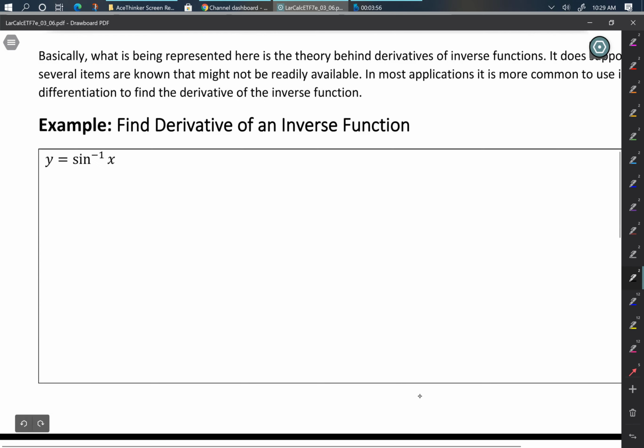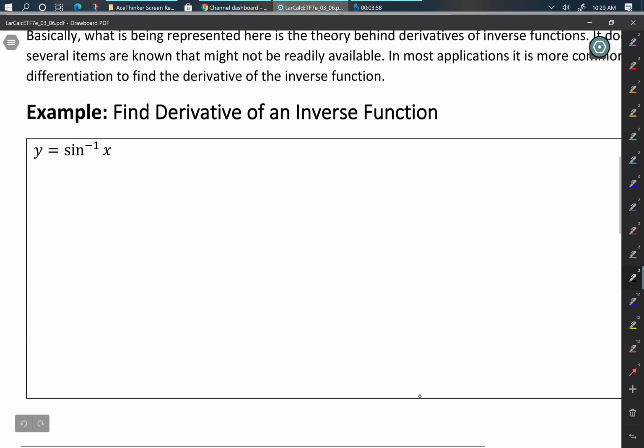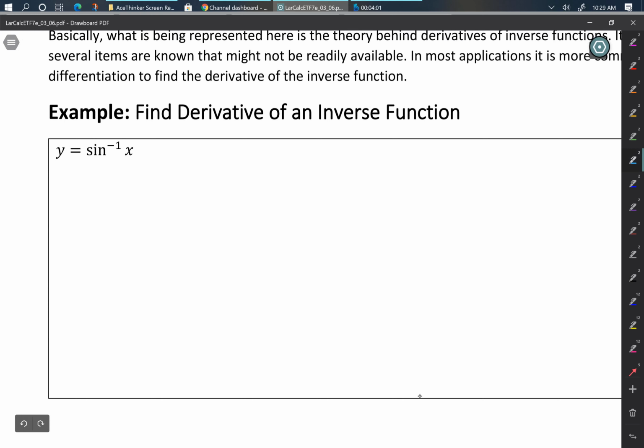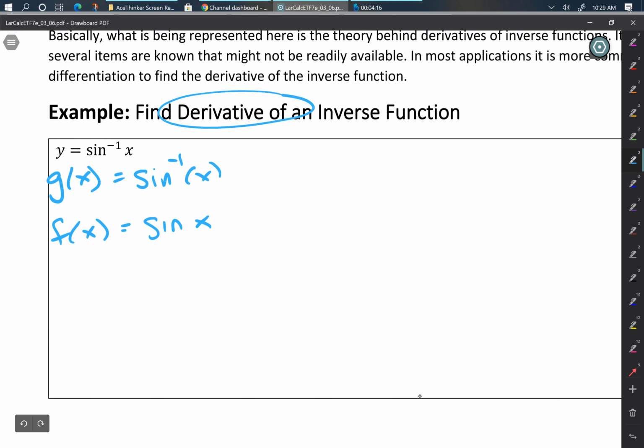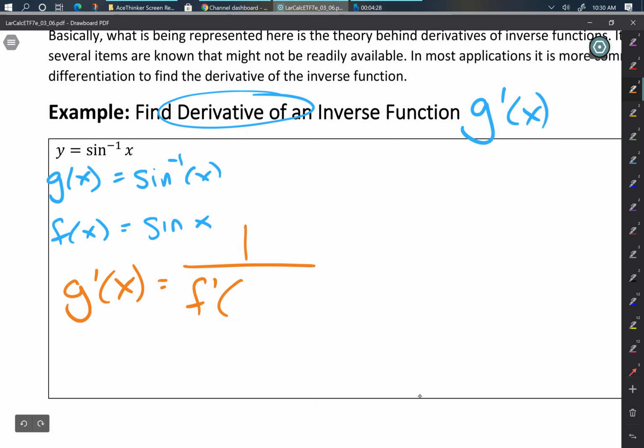Okay, so here I have an inverse function, y equals the arcsine of x. In that definition above, this would be the function g of x. g of x would be the inverse function, and f of x would be the plain old function. If our job is to find the derivative, that is, to find g prime of x, according to that formula up there, g prime of x would be equal to 1 over f prime of g of x.